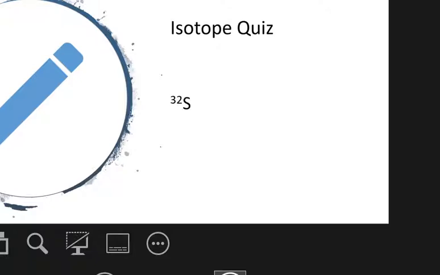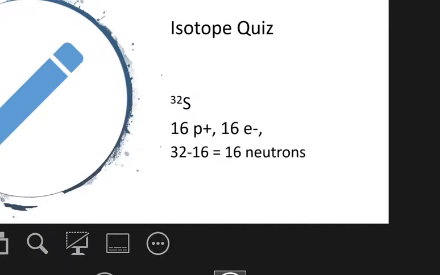Let's look at another one. Here is sulfur-32. Again, you have to go to the periodic chart of the elements and figure out what atomic number sulfur is. We know that the mass of this sulfur isotope is 32. You're going to find that sulfur is element number 16, which means it has 16 protons, 16 electrons. And if I take 32 minus 16, I come up with 16 neutrons.